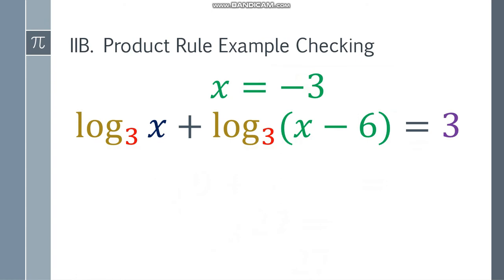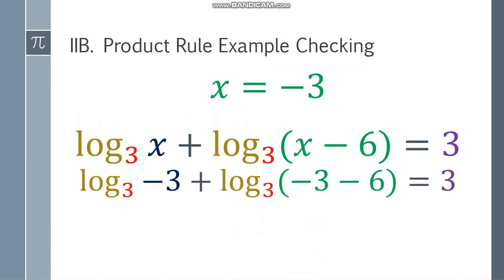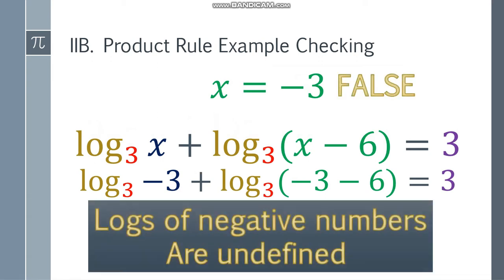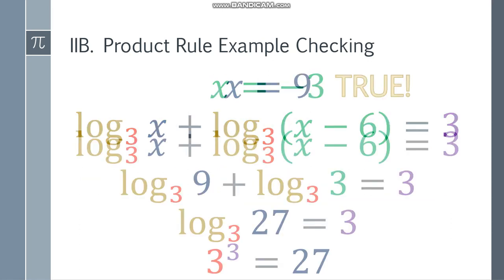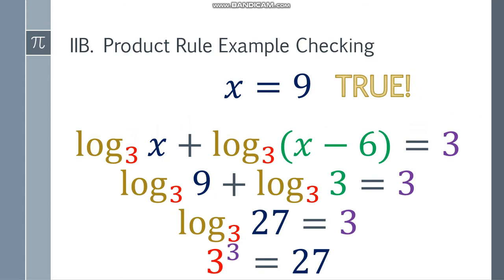Now we have another answer, x is equal to negative 3. Let's substitute it. Log base 3 of negative 3, and here is negative 3 minus 6. Logs of negative numbers are undefined, so it is false. So we cannot accept this answer. Let's go back. We can only accept x is equal to 9.